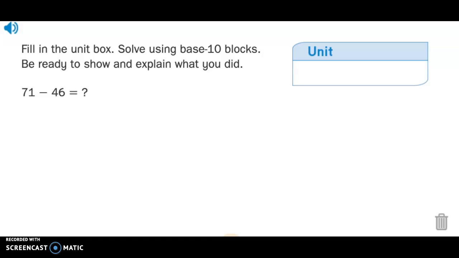Okay, hello. This is 3-6. We're on a separate sheet of paper. It says fill in the unit box. Solve using base 10 blocks. Be ready to show and explain what you did. So fill in the units.